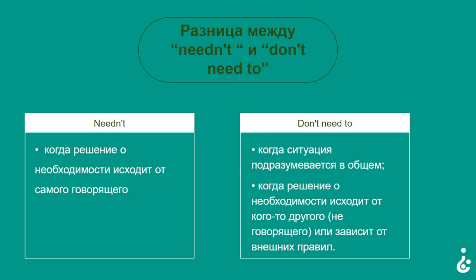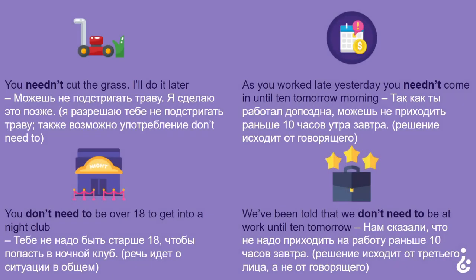Разница между needn't и don't need to. Итак, needn't мы используем, когда решение о необходимости исходит от говорящего. А don't need to мы используем, когда ситуация подразумевается в общем, и когда решение о необходимости исходит от кого-то другого, не от говорящего, или зависит от внешних правил. Например, You needn't cut the grass. I'll do it later. Можешь не подстригать траву, я сделаю это позже. То есть я разрешаю тебе не подстригать траву. Здесь также возможно употребление don't need to.